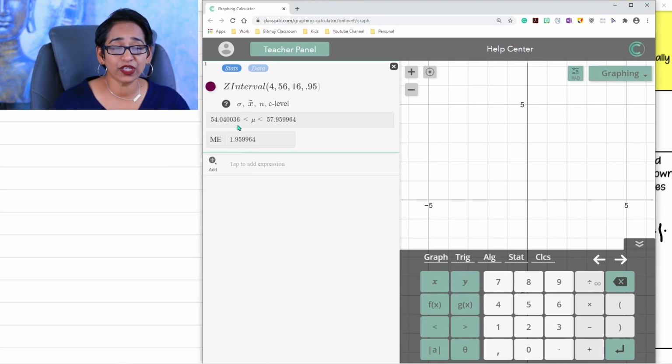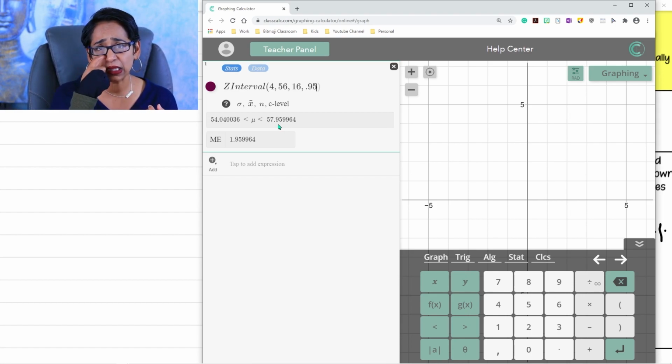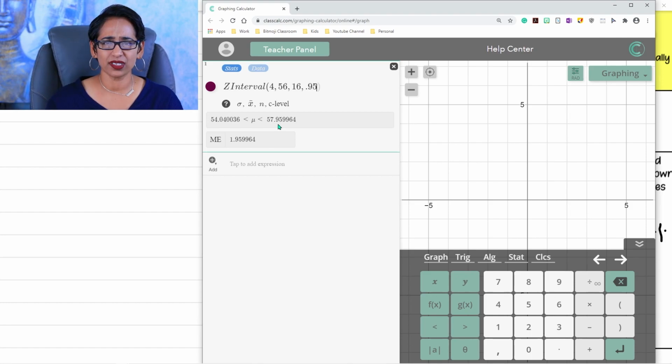And as soon as you do that, you will have your confidence interval right here. So as you can see, my confidence interval is 54.040036. That's my lower limit. My upper limit is 57.95. That's correct, right? I mean, that makes sense. So if I take 16 orangutans and if I got their height as 56, my confidence interval has to be somewhere here. I cannot have 100 inches or 150, not way too far, right?